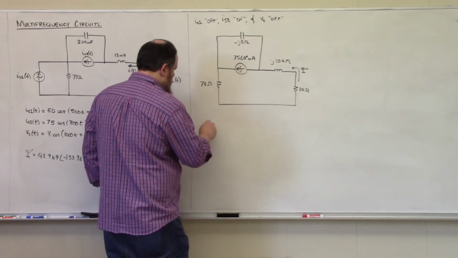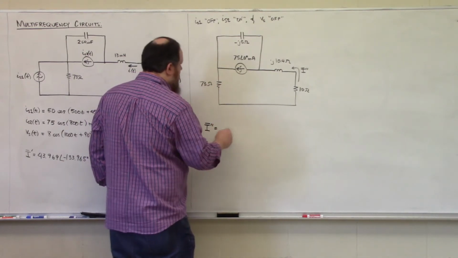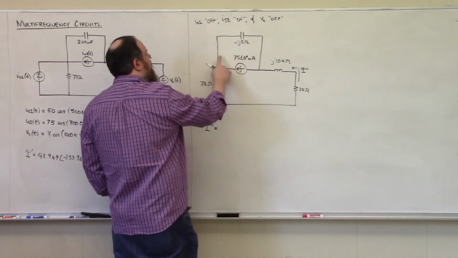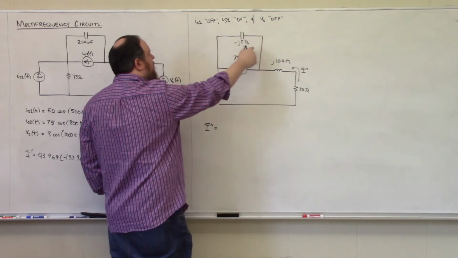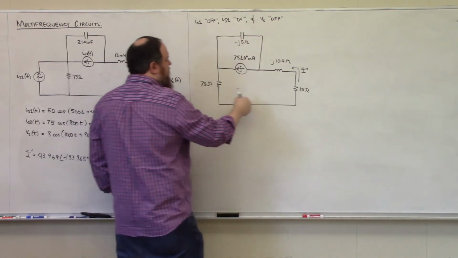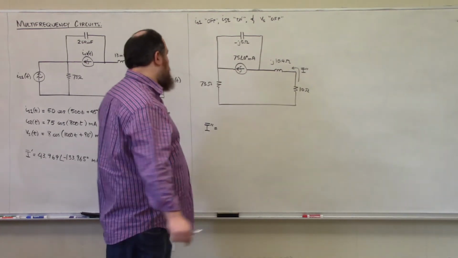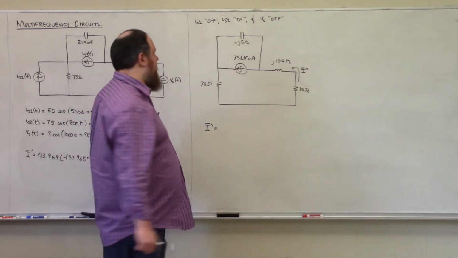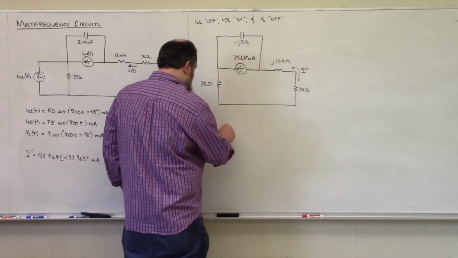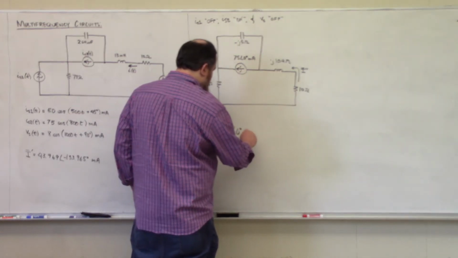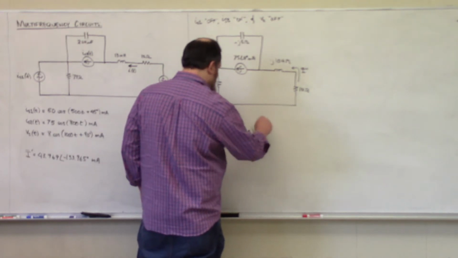So for I double prime, the current is going to hit this node. Some of it is going to split and flow up and around this way. Some of it is going to split and flow down and around this way, which is in the same direction as I double prime, so I'm not going to need a negative sign this time. So I'm going to have 75 angle 0 degrees milliamps.